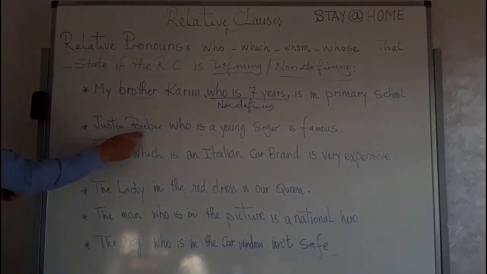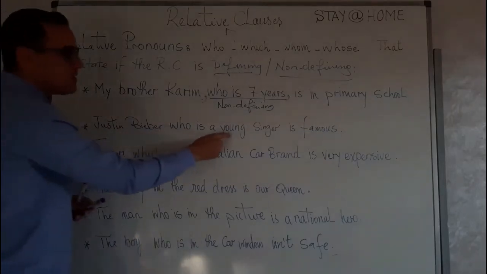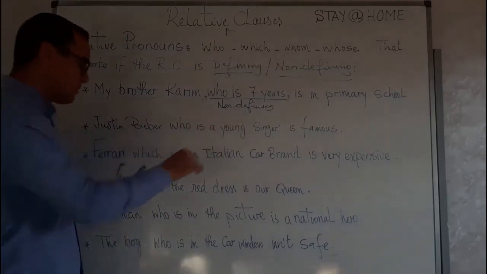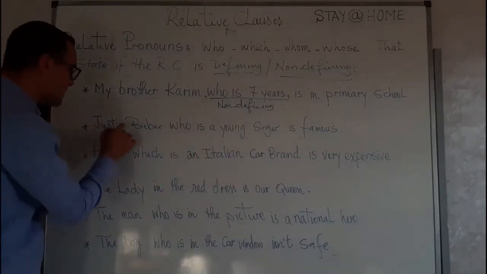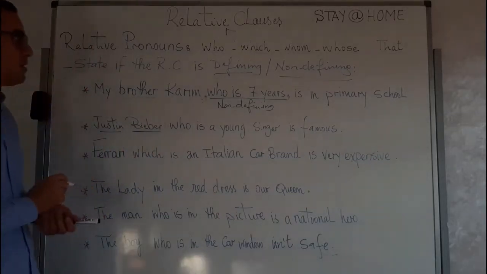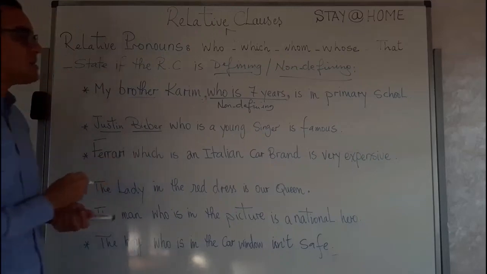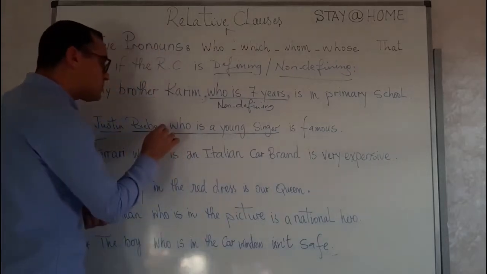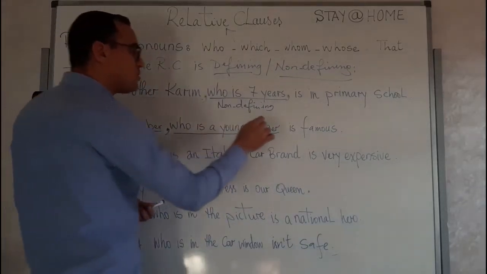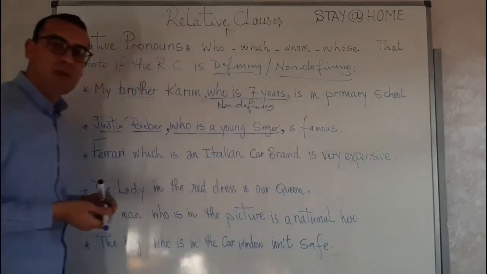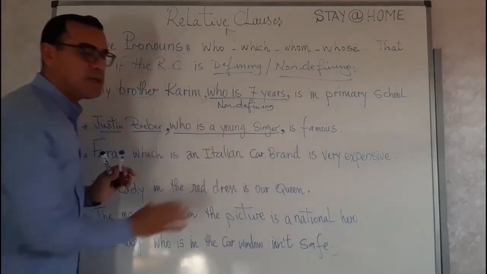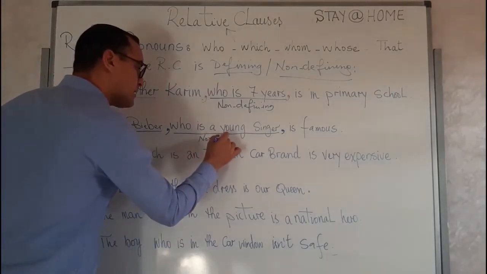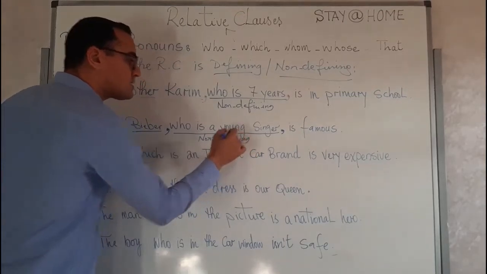Number 2, Justin Bieber, who is a young singer, is famous. So we already know the name. We have Justin Bieber. The relative clause is who is a young singer. As you can see here, the relative clause is this one. So we want to mark the relative clause with two commas, simply to say that the information here is not important. So we say it's non-defining, or it's a non-defining relative clause.